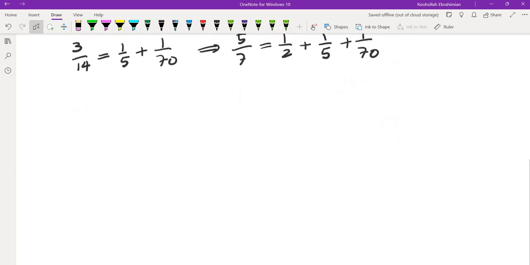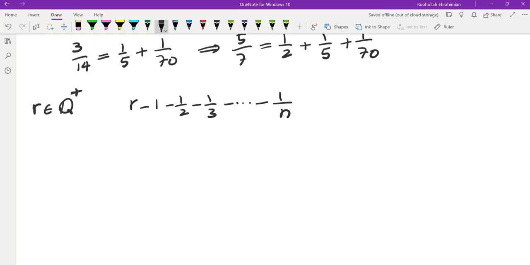What if I have a positive rational? So what am I going to do? Let's take some rational r that is positive. Let's take the consecutive numbers in the harmonic series and subtract them one after another so that we get something between 0 and 1. So we're going to take r and subtract 1, 1/2, 1/3, etc., all the way to some 1 over n.